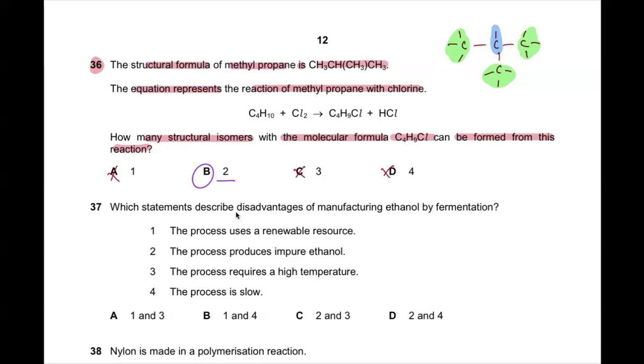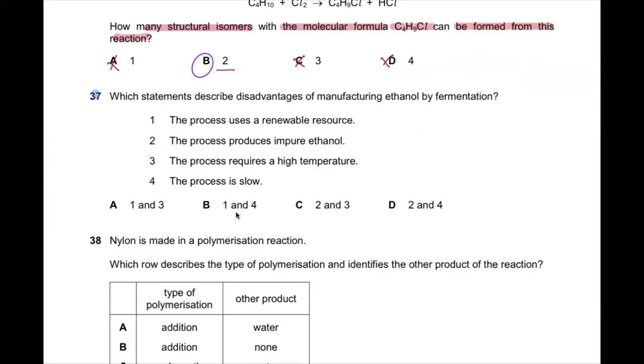Okay. Now, MCQ number 37. Which statement describes disadvantages of manufacturing of ethanol by fermentation? The process uses a renewable resource. So using a renewable resource as a raw material is not a disadvantage, it's an advantage, right? So statement 1 is wrong, and if statement 1 is wrong, then A and B go wrong.